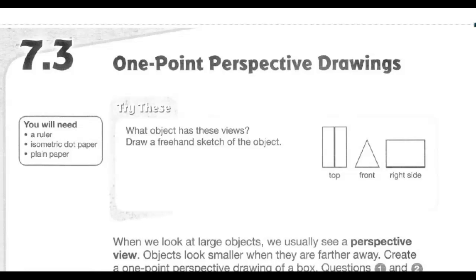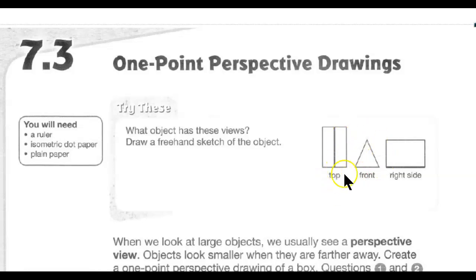Okay, section 7.3 is looking at another type of drawing for a three-dimensional object, and it's called a one-point perspective drawing. Taking a look at this, the try these is just a little bit of a review. So what object has these views? And it says draw a freehand sketch of the object.